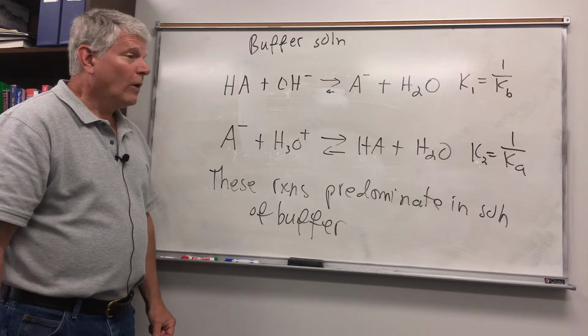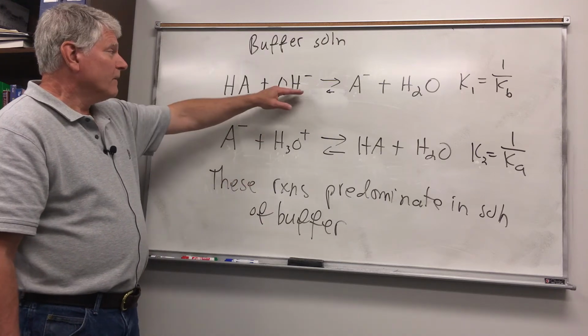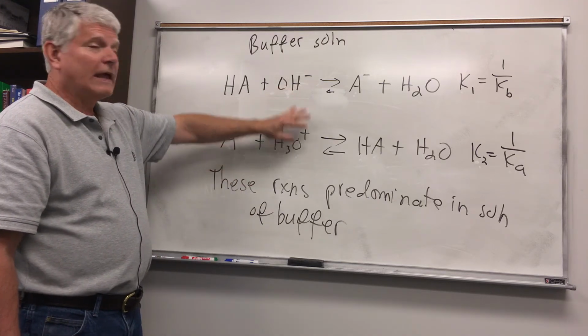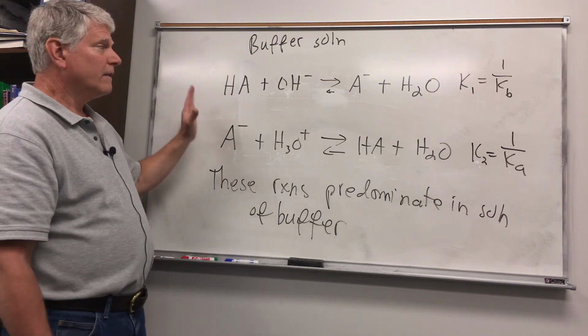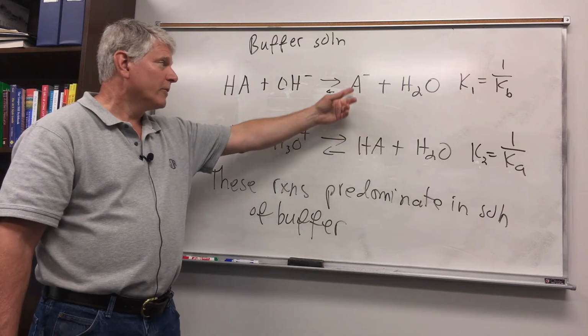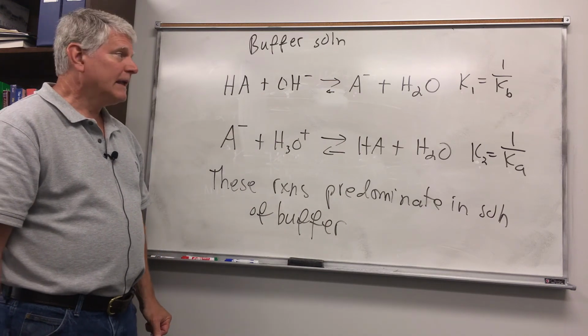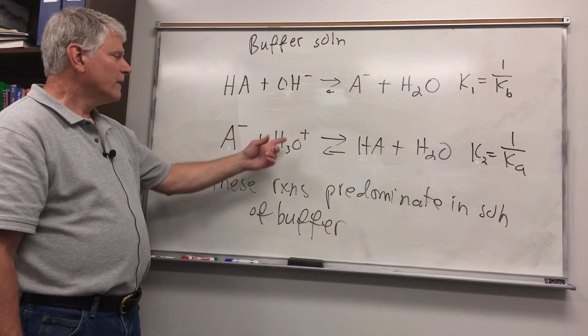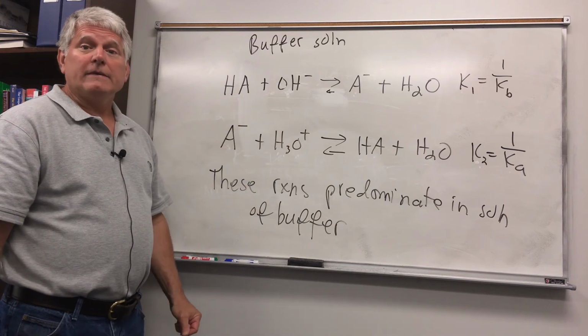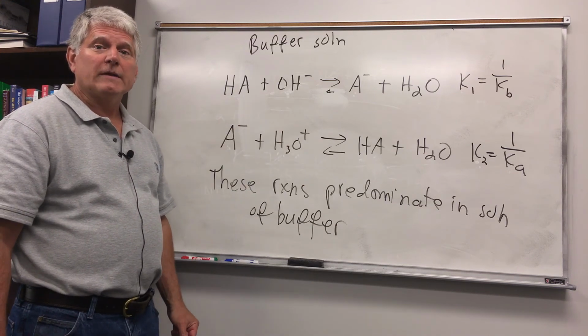Now we can overwhelm the buffer system. If we add too much strong acid or strong base, then we overwhelm the buffer and we produce too much of this, and we can't keep the pH constant. But for small amounts of strong acid, strong base, the pH will remain relatively constant.